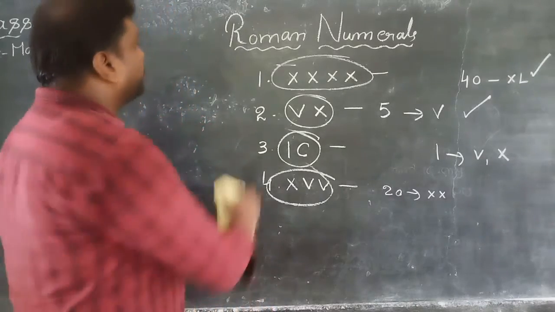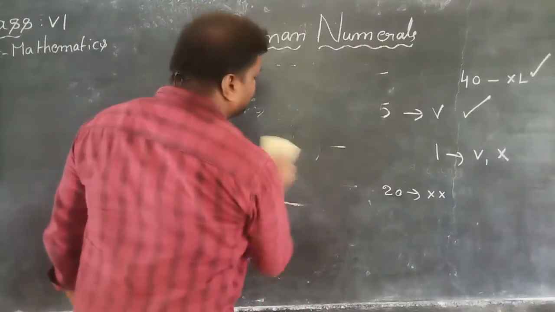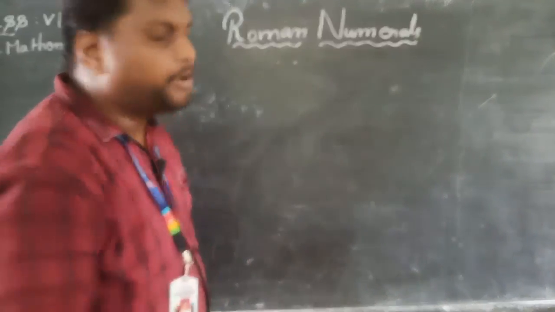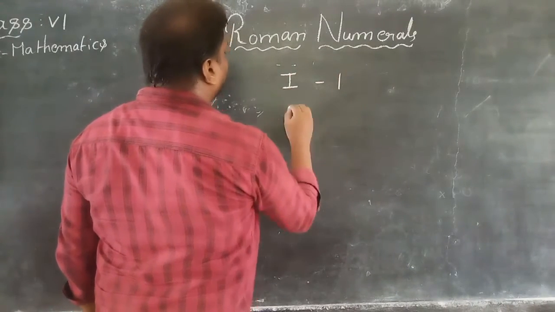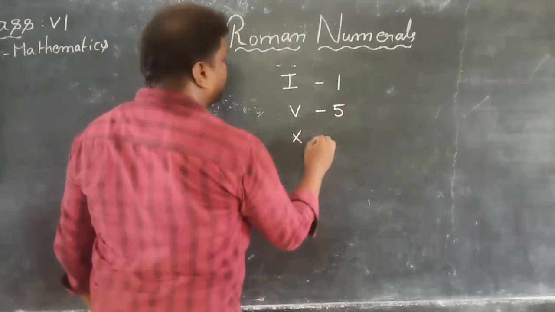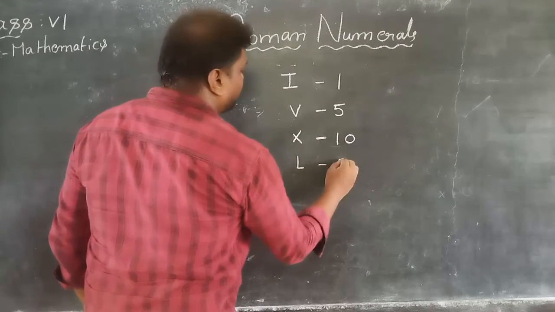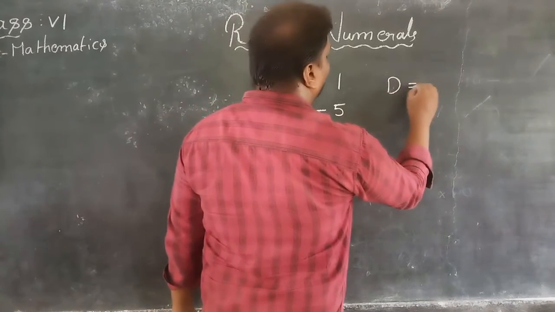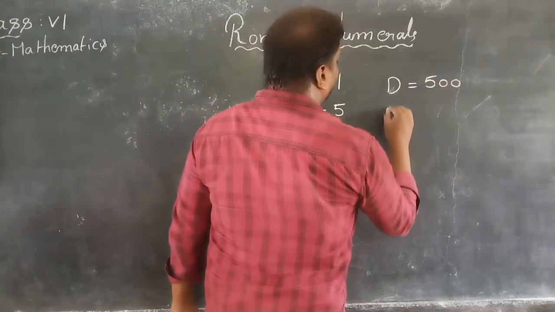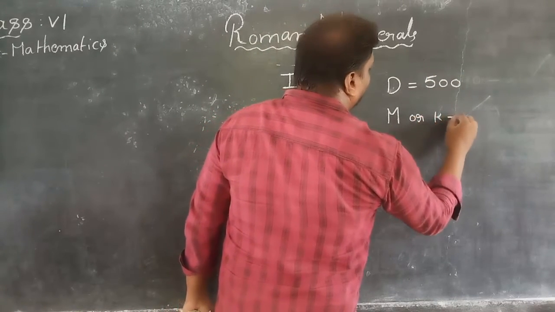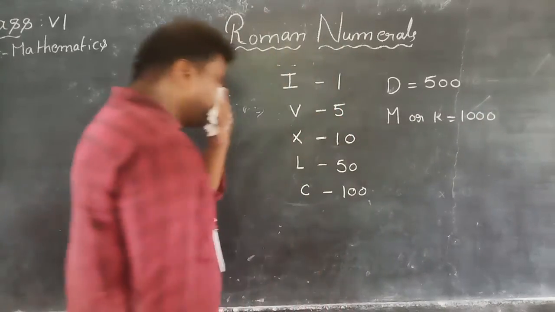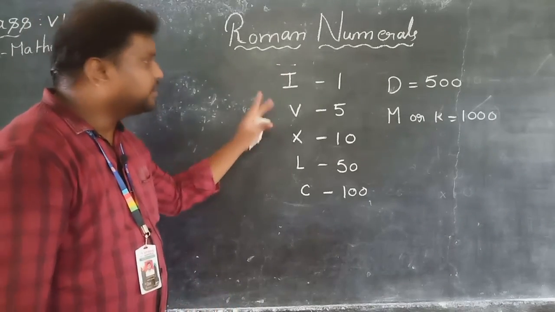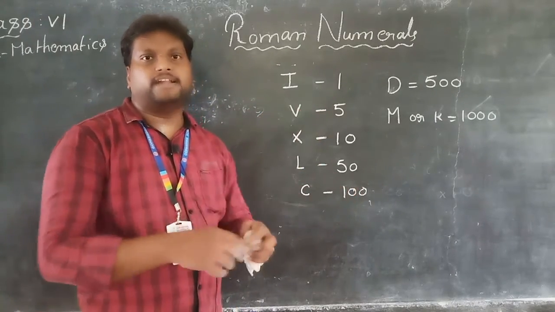Okay, these are the Roman numerals. In that, the main values, I will write once again. I is equal to 1, V is equal to 5, X is equal to 10, L is equal to 50, C is equal to 100, D equal to 500, M or K is equal to 1000. This is the topic about Roman numerals. These are the reference values. By using these reference values, we can write any number.